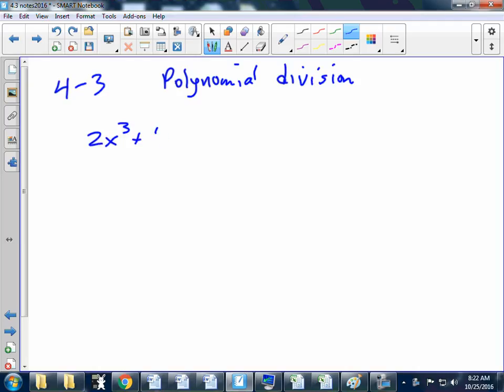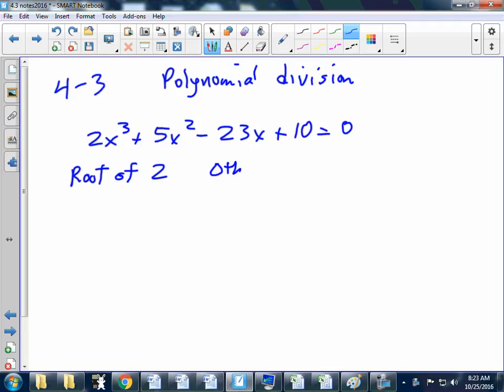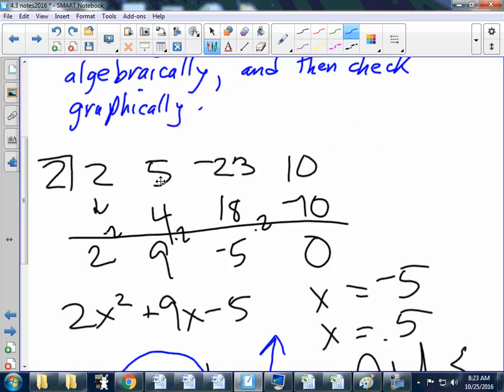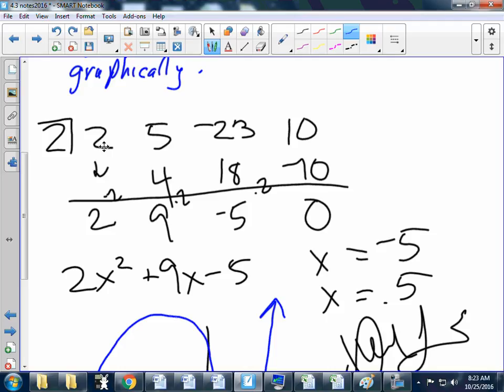2x cubed plus 5x squared minus 23x plus 10 equals 0. You were given a root of 2. We said find the other roots. And we did our division, and it came out 0, right? Where Joel did it, it came out with a remainder of 0, which means that, yes, it divides in there perfectly.